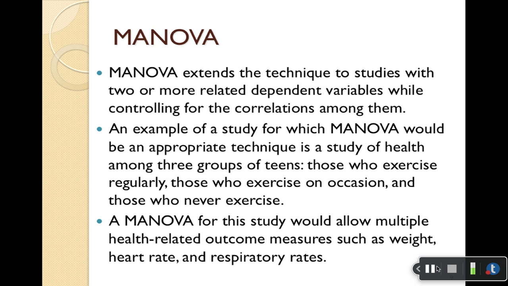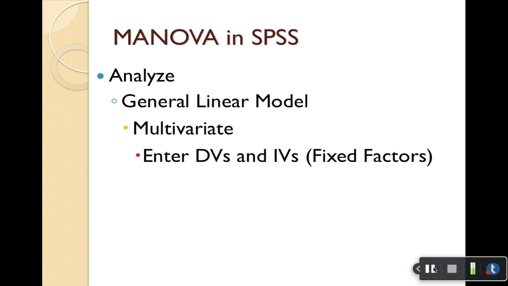In our traditional ANOVA, we would call this a between groups design because the teenagers are in separate groups. You can't exercise regularly and simultaneously never exercise. Believe me, we've tried it all. So in a traditional ANOVA, you would have those three categories as your IV, and you would want to choose a dependent variable, something that you can take the mean or average of. But a multivariate analysis of variance would allow us to have multiple outcomes and multiple dependent measures, so things like weight, heart rate, and respiratory rates. We could test all of those simultaneously.